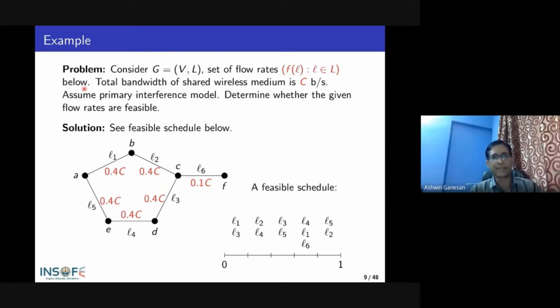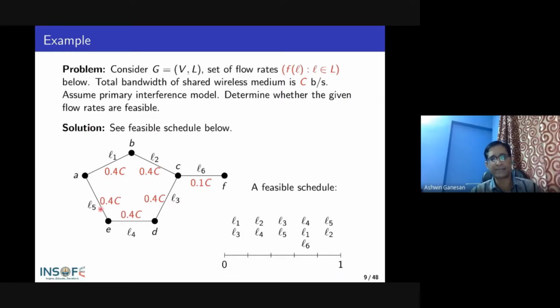The problem is that we're given that interference is modeled as the primary interference model, which means L1 and L2 interfere with each other because they share an endpoint in common. Basically, B has only one transceiver, so L1 and L2 cannot transmit at the same time. Well, that's okay because 0.4c plus 0.4c is still less than or equal to c. So as long as you schedule L1 and L2 at different time slots, they can both achieve their data rate. So the question is, can you satisfy all these demands?